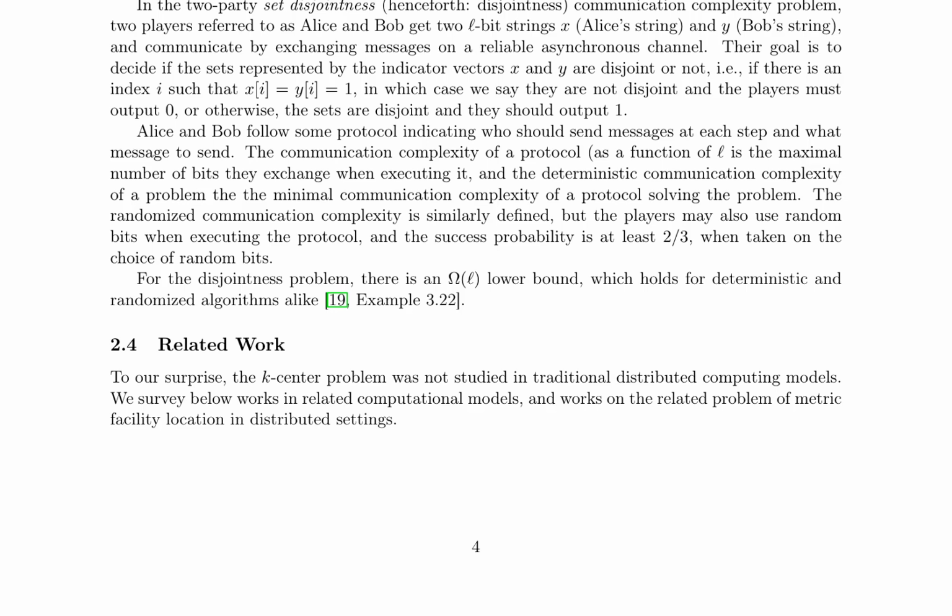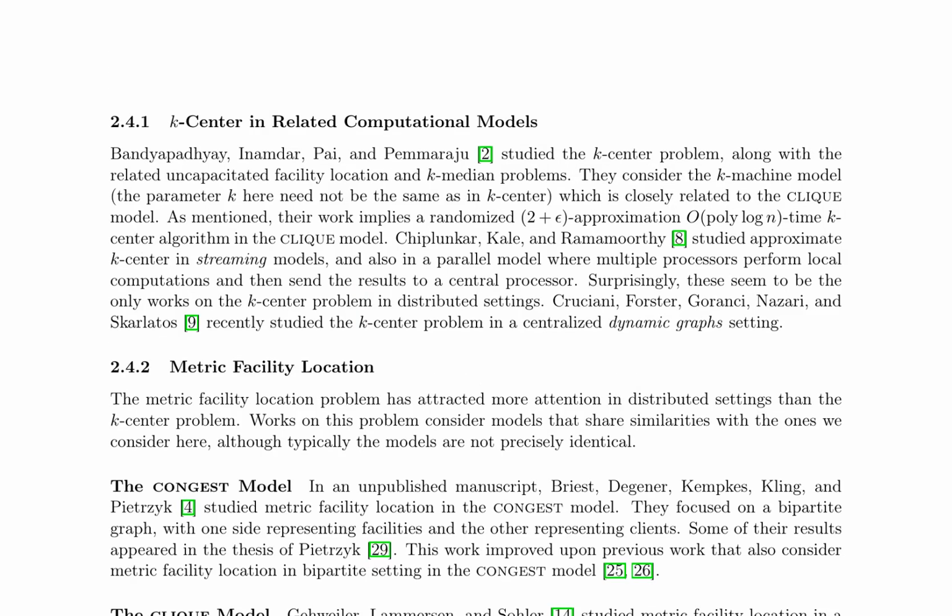The paper discusses the computational models for studying distributed graph algorithms, including the LOCAL, CONGEST, and CLIQUE models, and surveys related work in traditional distributed computing models and works on the related problem of metric facility location in distributed settings. Additionally, the paper establishes a lower bound of omega L for the two-party set disjointness problem, which holds for deterministic and randomized algorithms alike. The paper explores the K-center problem in distributed models, particularly focusing on the LOCAL model and its relationship with other computational models such as the CLIQUE model, MPC, and K-machine model.